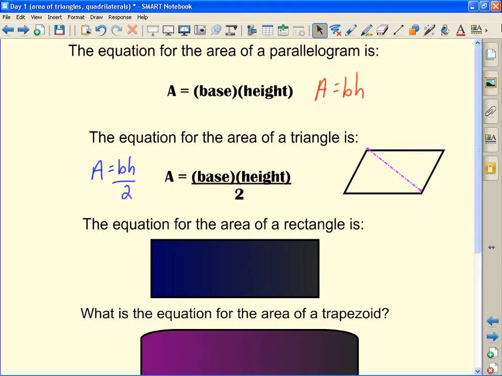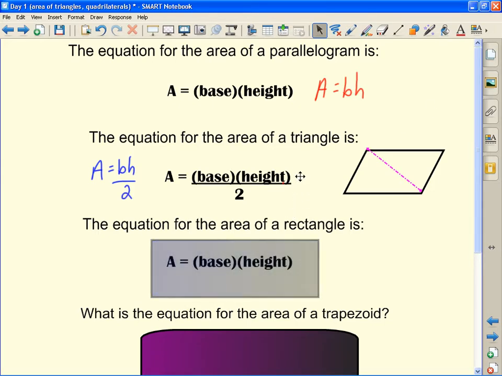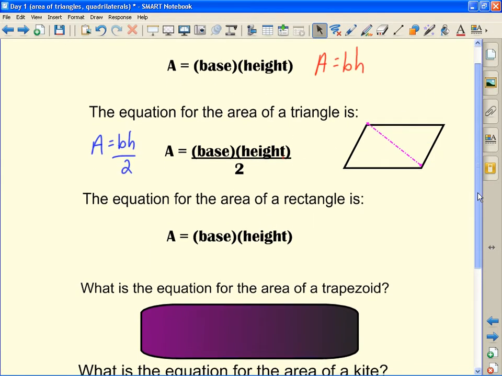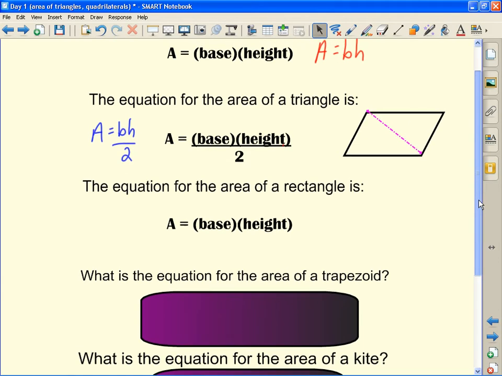The area of a rectangle, well, a rectangle is just a straightened up parallelogram, if you remember from our quadrilateral unit, with right angles, and so it has the same formula as a parallelogram, that the area is base times height.